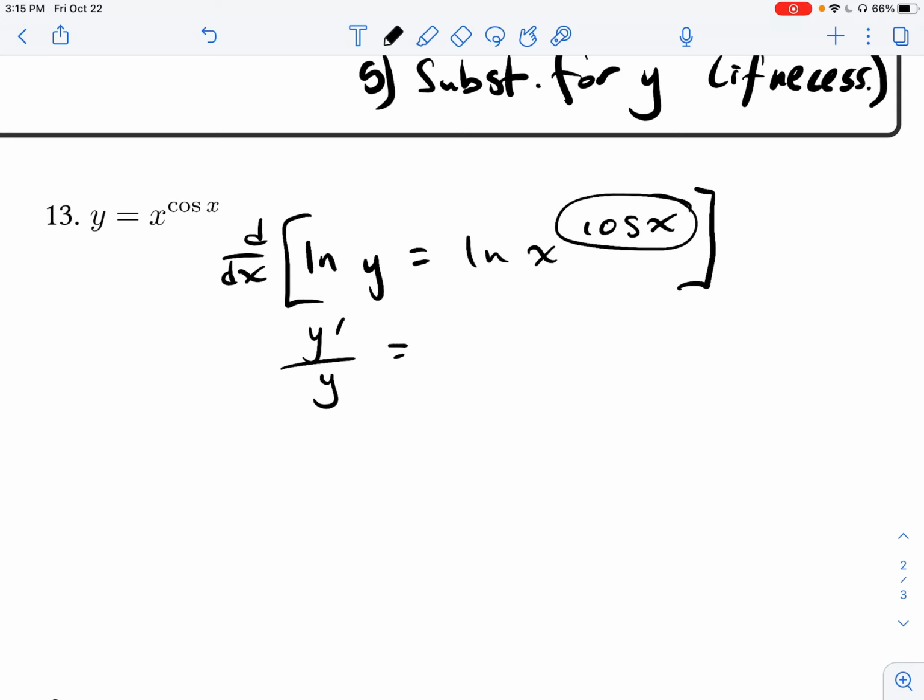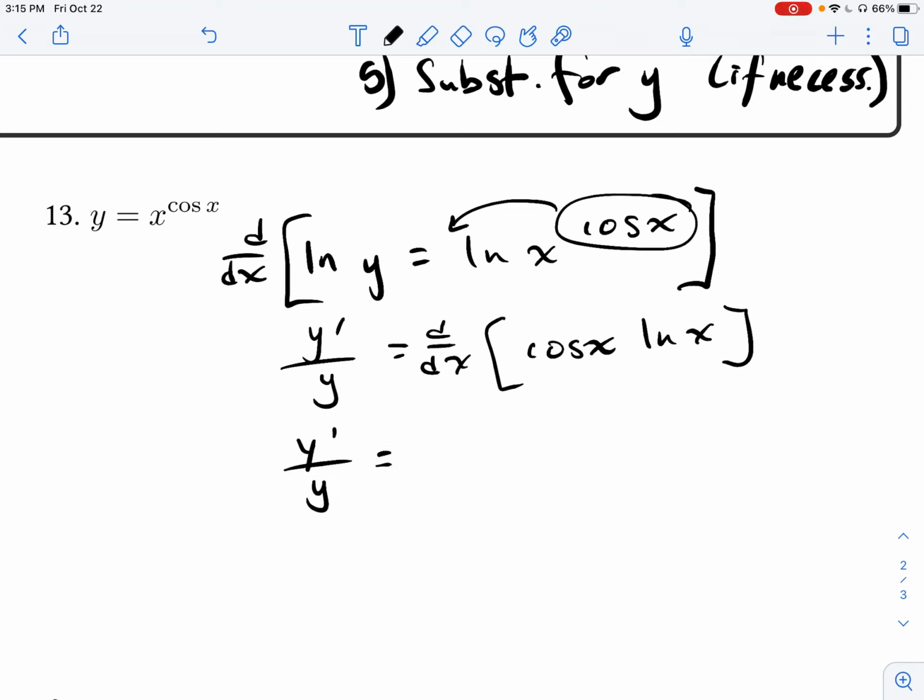And just like I did before, I'm going to move this to the front here. So let me actually just write this. Cosine x times the natural log of x. And then y prime over y is equal to the derivative of all this using the product rule. The derivative of cosine x is negative sine x times natural log of x plus cosine x times the derivative of the natural log of x, which is 1 over x. So I can just write this as cosine x over x. And there's my derivative on my right side.